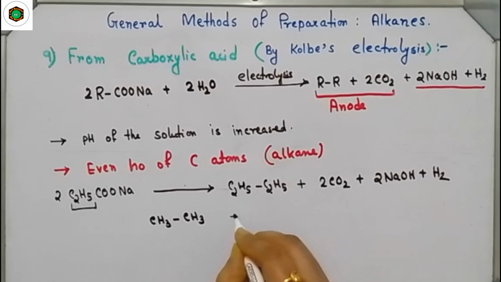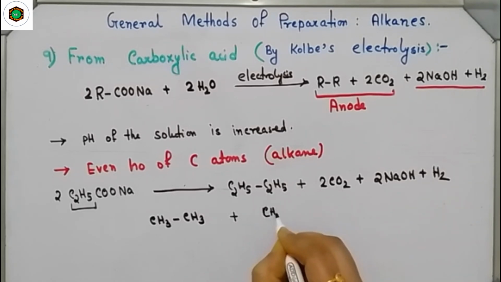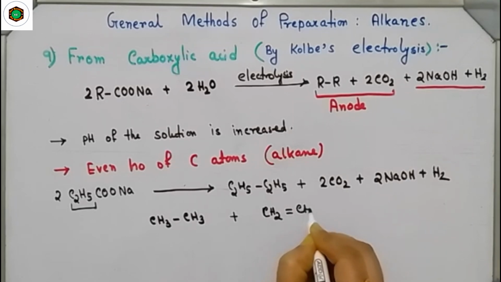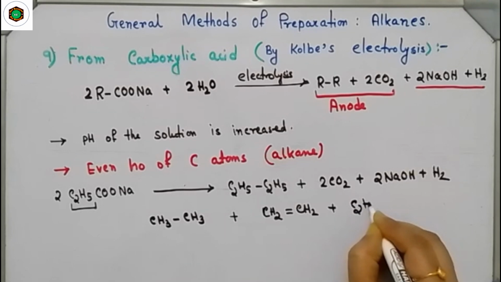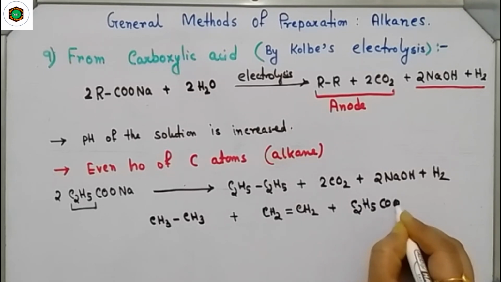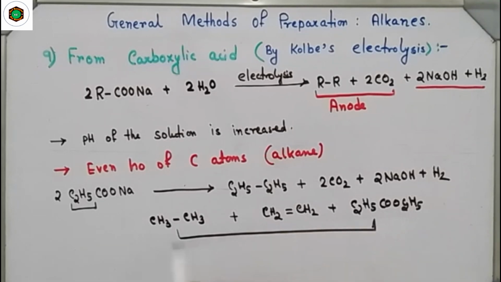ethane plus ethene plus C2H5COOC2H5, ethyl propanoate. This is an ester. These products are in minor amount. So these are minor products and this one is the major product.